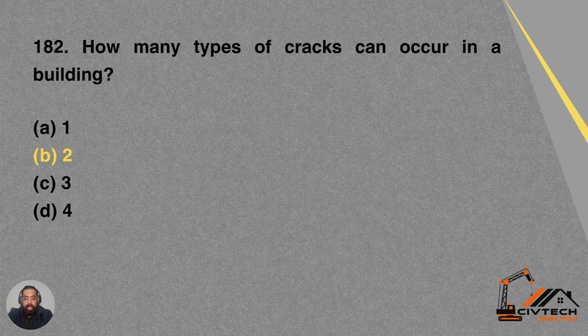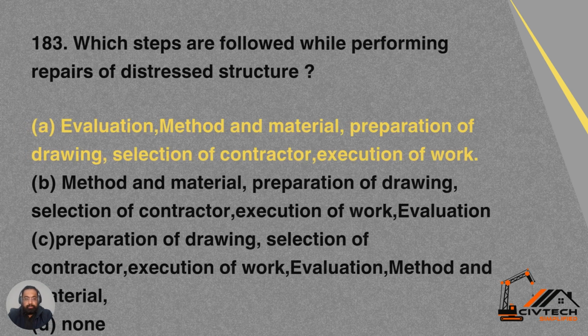182. How many types of cracks can occur in a building? Option A, 1. Option B, 2. Option C, 3. Option D, 4. So two types of the cracks can occur in a building. B is the correct answer.